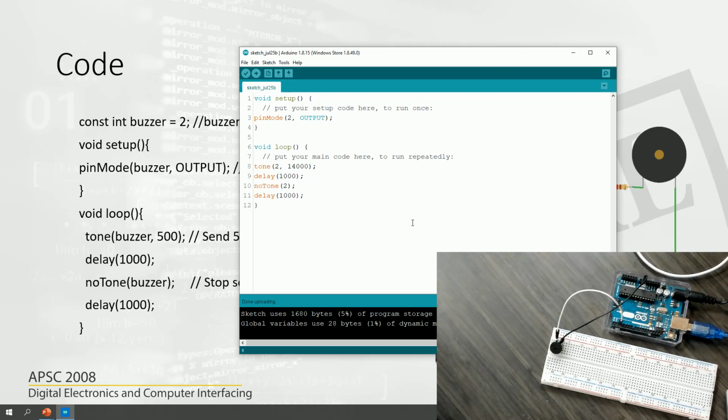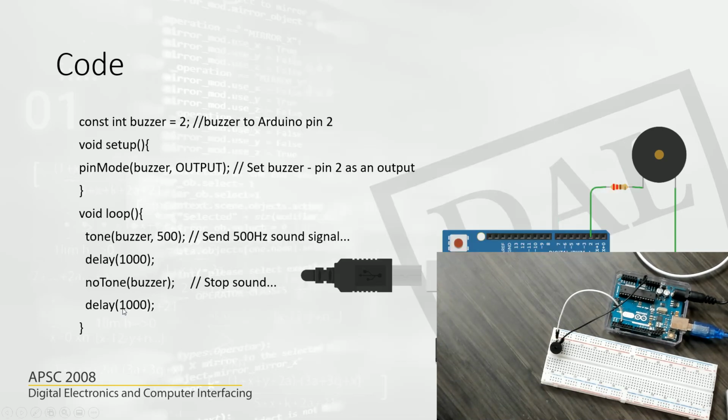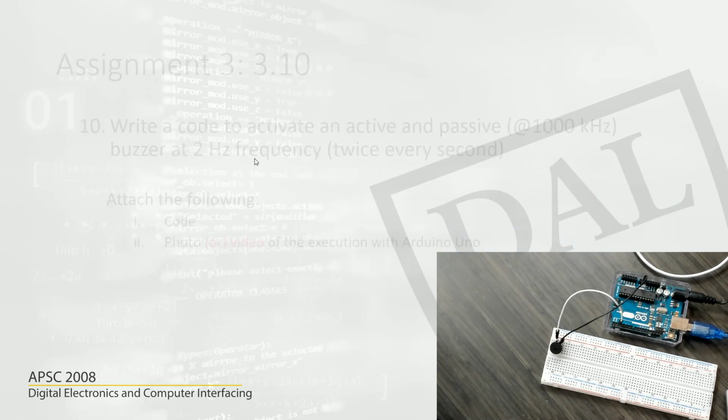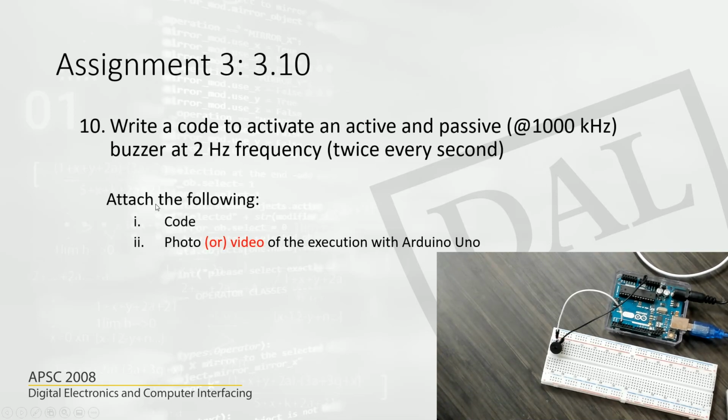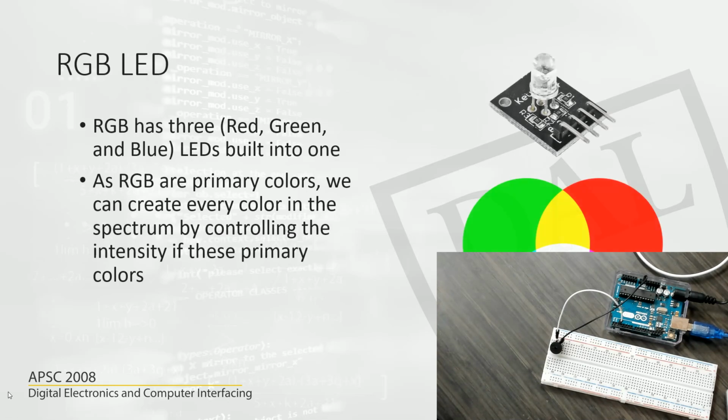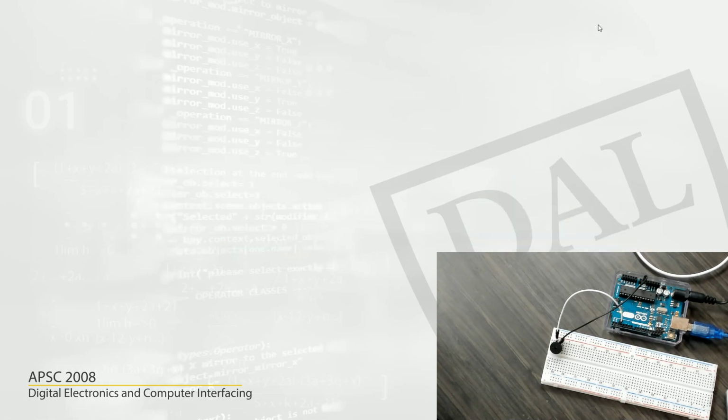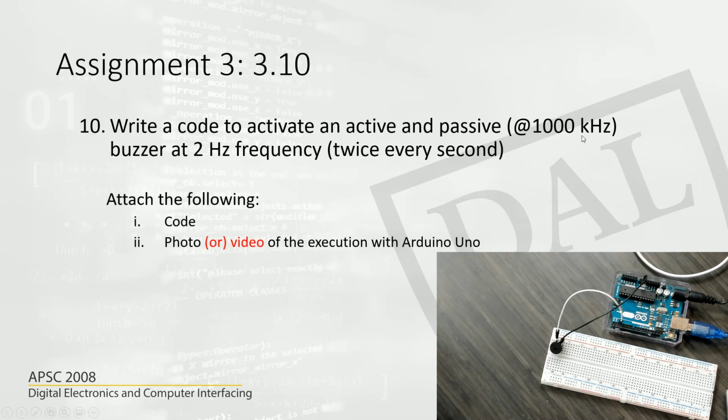So that is it. And yes, we have an assignment for this question as well. Here you will have to write a code to activate active and passive buzzer at 1,000 kilohertz. Oh no, that is a mistake. That is not 1,000 kilohertz. Sorry about that. That is 1,000 hertz. That's a 1 kilohertz wave. We'll just fix that. And then at 2 hertz frequency.